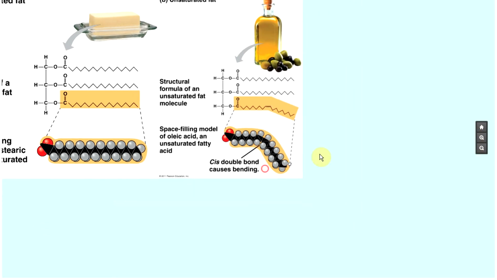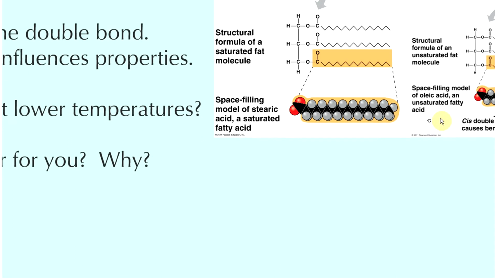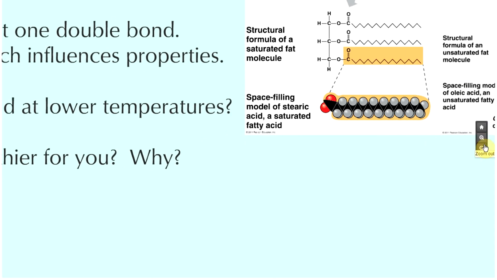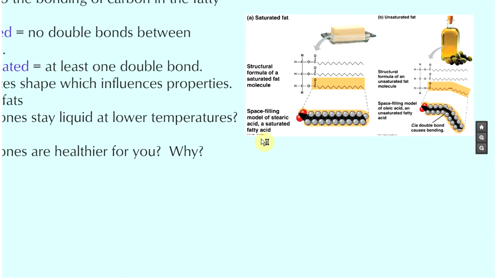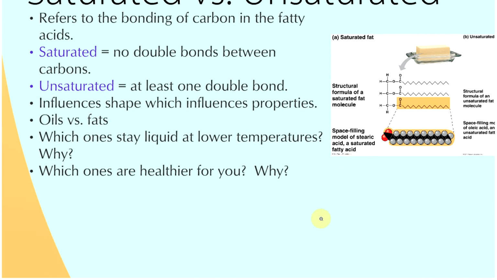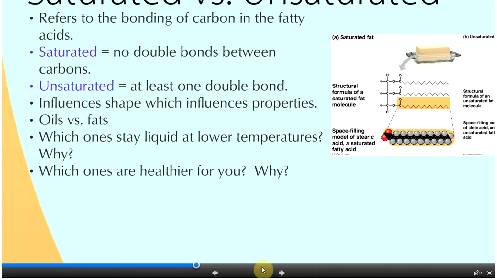Because of that, unsaturated fats don't stack nicely on top of one another, and since they stack loosely, they're going to be liquid at room temperature like a vegetable oil or a fish oil. Those are going to be much healthier for you because they're not going to clog your arteries. And in fact, you do need some fats in your diet. You should try to make sure that those are unsaturated fats.